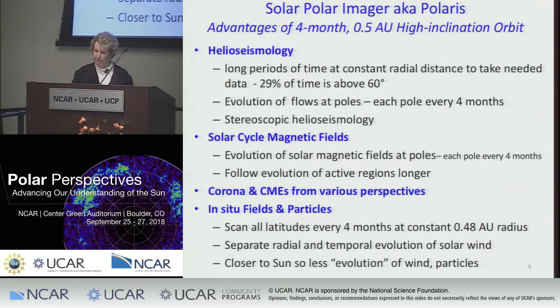You get the polar perspective of CMEs and other structures in the solar wind. And for looking at the solar wind, you're scanning all latitudes every 4 months at half an AU, so you're closer to the sun and there's less evolution. Since it's always the same radius, you're able to separate the radial and temporal evolution.